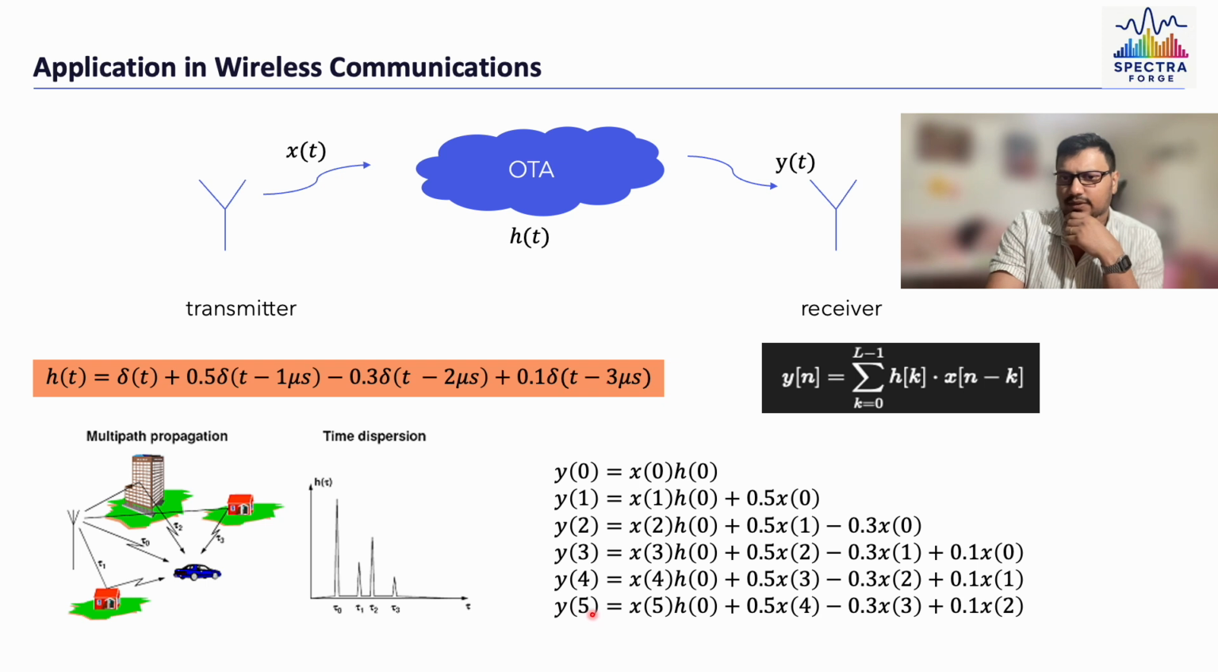So what does it mean here? What is the physical meaning of this? What's happening here? We can see here, for example, for every y of 1, y of 2, y of 3, the corresponding desired signals are x of 0, x of 1, x of 2, x of 3.